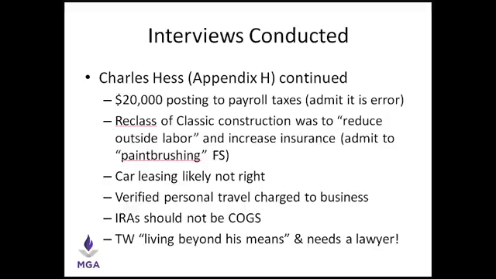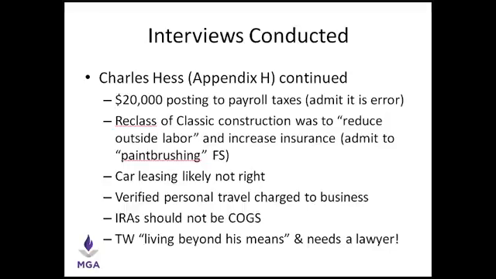He did verify that the personal travel was charged to the business. In fact, he said the IRS doesn't care, so what's the problem? So you can hear directly from him that rationalization coming out. He does indicate the IRA shouldn't have been charged to cost of goods sold, and he does also mention that Tom Workman was living beyond his means, and that he needs a lawyer. So he is clearly indicating that he thinks Tom has done misconduct serious enough that he needs a lawyer. So the question is, is it all Tom, or is Charles also involved, and is Anita also involved?